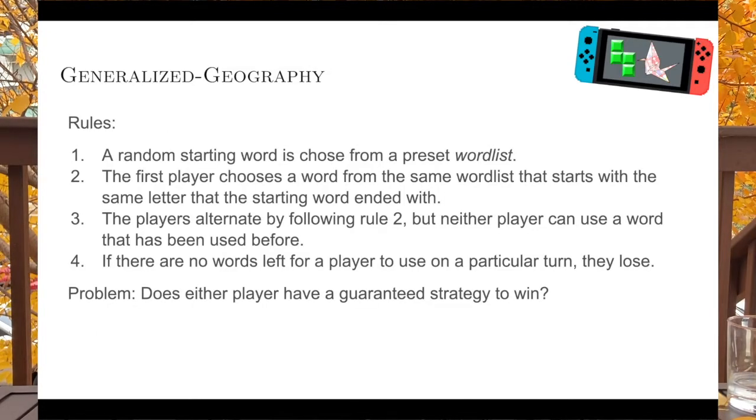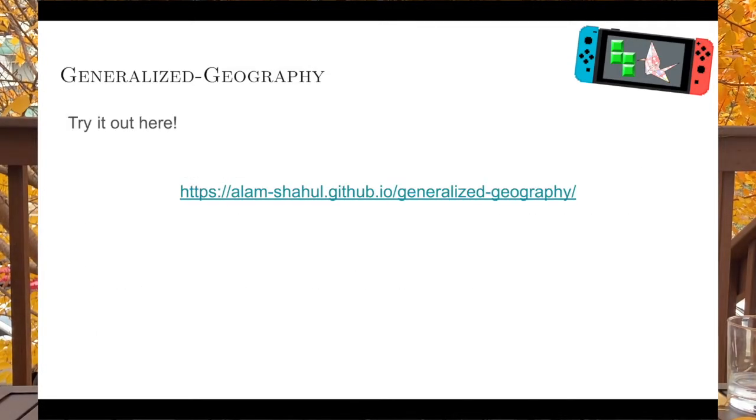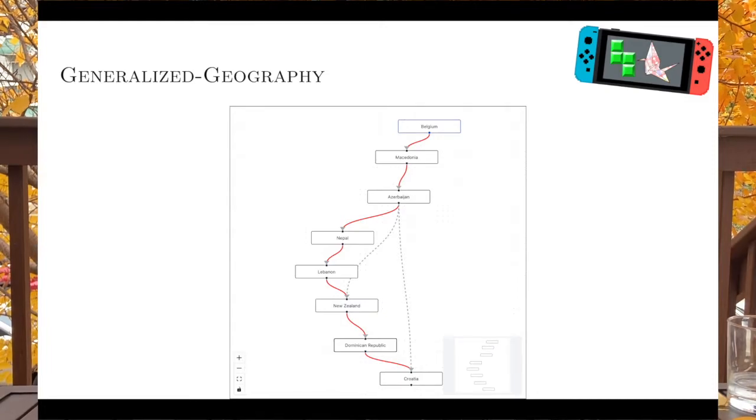So here's the full description of the game. To get a better feel for the game, you can go to the link on the slide and play it with a friend. If you do play it with a friend, try to see if you can make it so that your friend loses and you win. An example run of the game might look like the picture on the screen. Here, the red lines indicate the path the 2 players have taken so far, and the gray lines indicate paths that are no longer valid because they visit old countries.